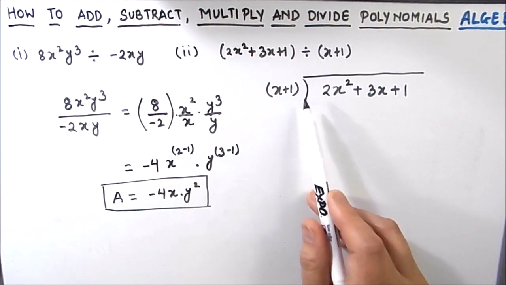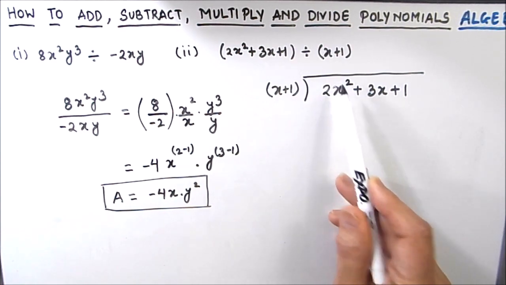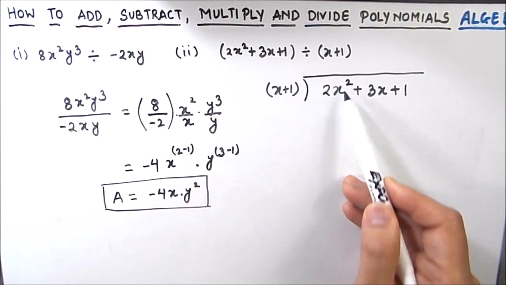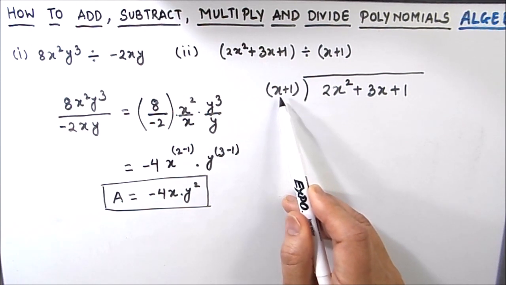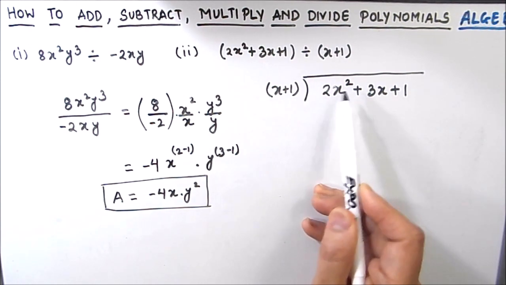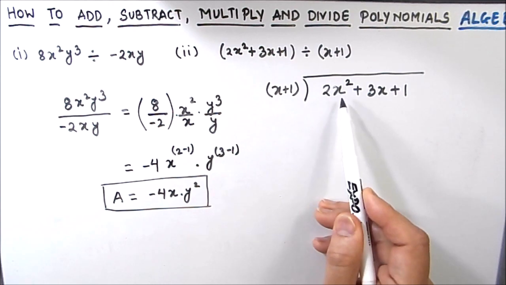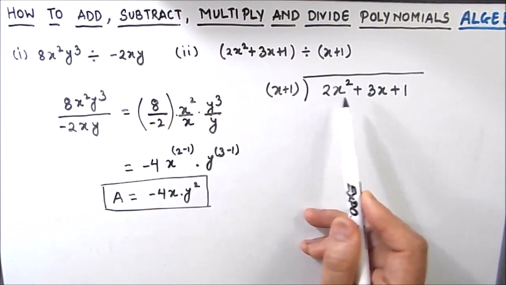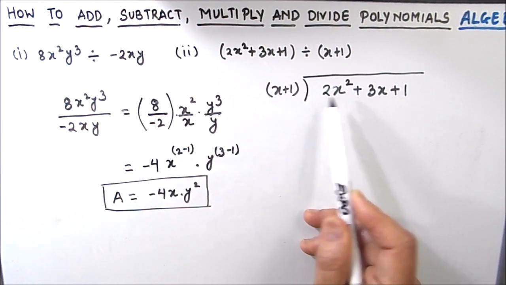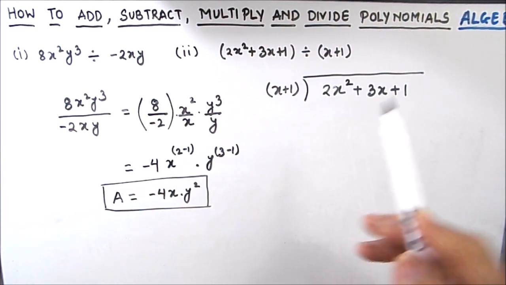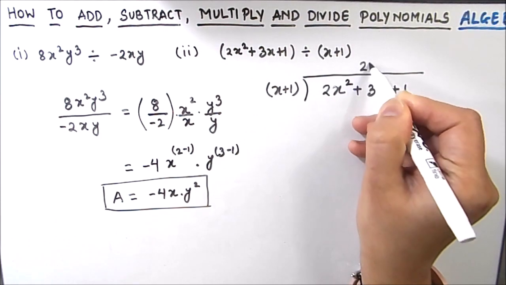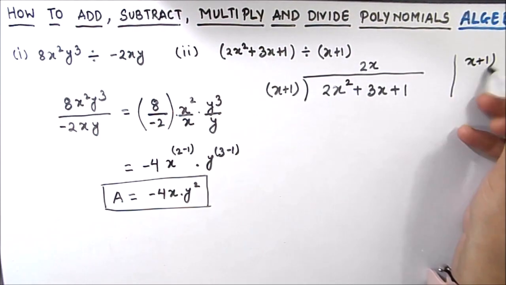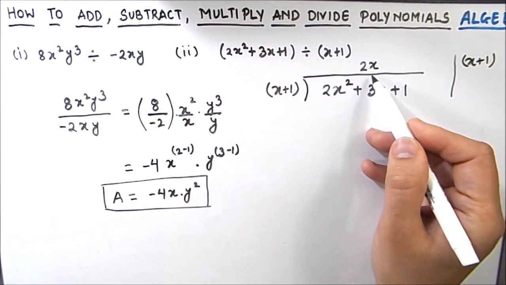The next step is to divide the first term, only the first term. We are dividing only the first term of the dividend by the first term of the divisor. So we are dividing 2x square by x. For dividing 2x square by x, we need to multiply x with such a number to get 2x square. So x times 2x will be 2x square. So our first quotient is 2x.